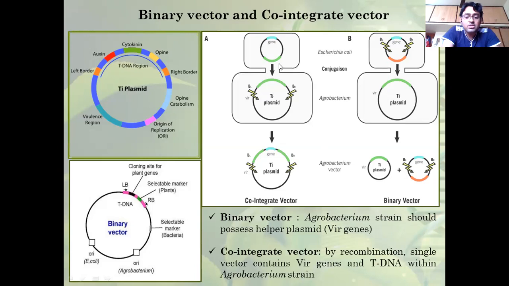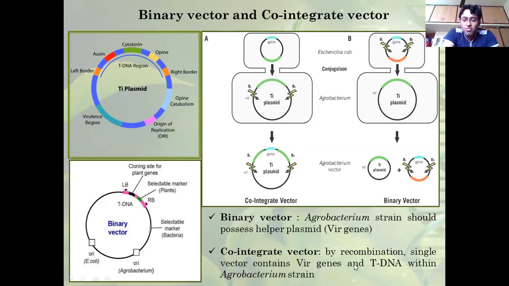But what happens in the co-integrated vector? In the case of the co-integrated vector, no helper plasmid is required. The single plasmid or single vector can carry the vir genes as well as my gene of interest expression cassette. This can be done by a simple conjugation between E. coli and Agrobacterium. So this is the co-integrated vector and this is the binary vector.